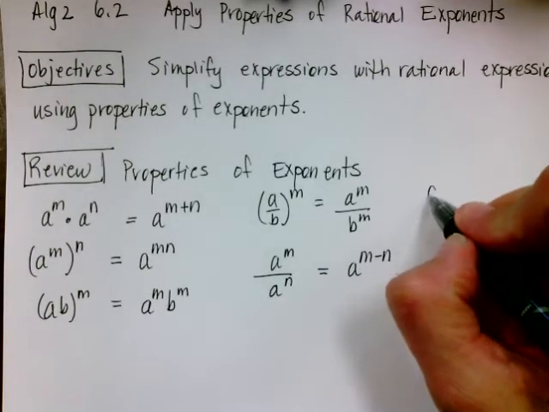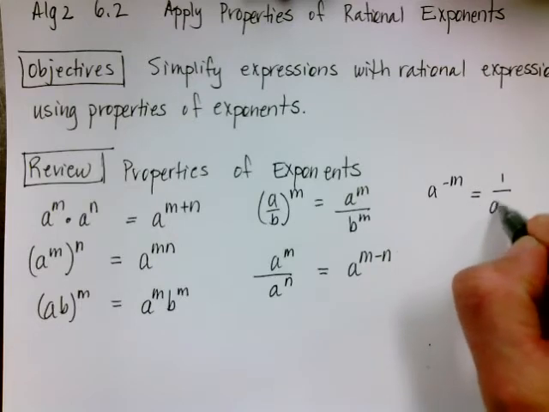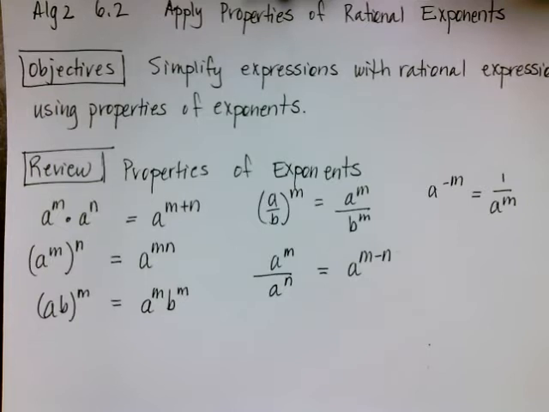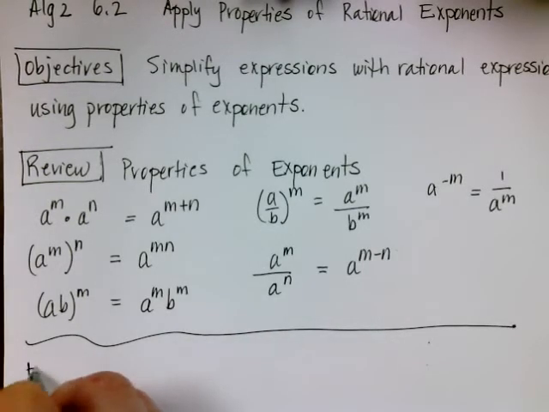And the last one is if I have a to the negative m, that means it's going to be 1 over a to the m, because a negative exponent makes our expression change locations. So now what I'm going to do is use the properties that we've already learned and apply those to rational exponents. So this is our review part. Now let's just do some examples.